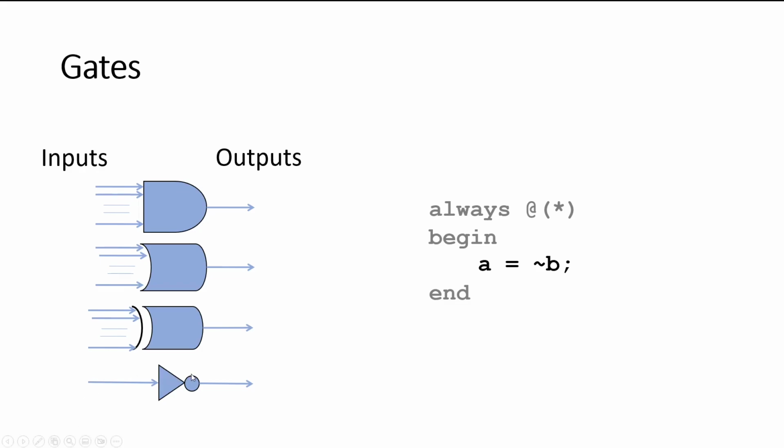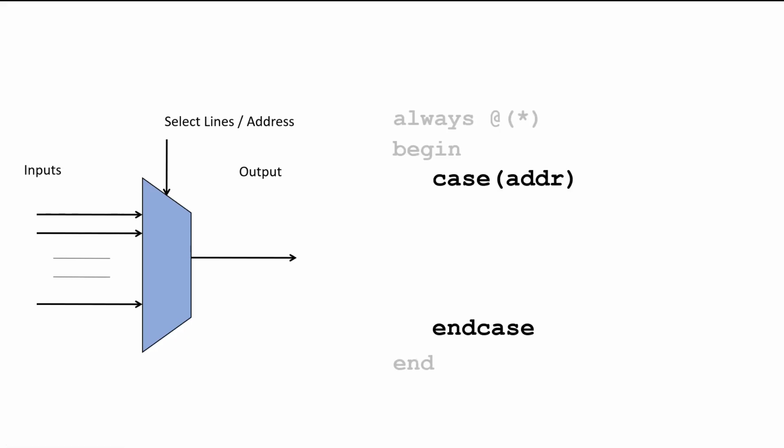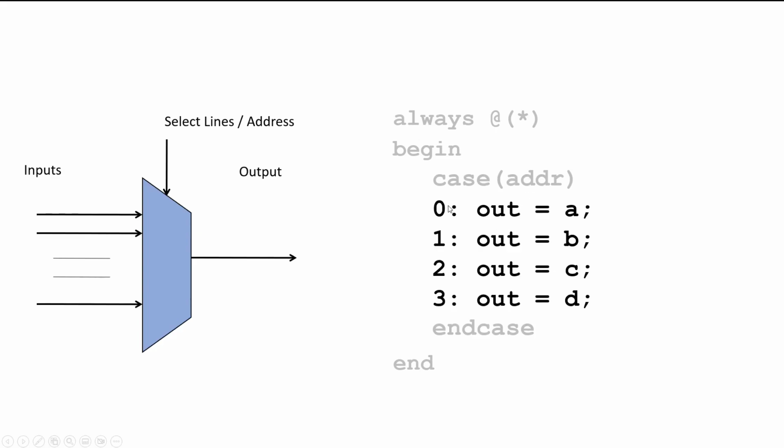The next building block is a mux. A mux is a selector. That is, it selects among multiple inputs. It connects one of the inputs to the output. The select line or address selects which input is to be connected to the output. We use a case statement for this. Here, if the select line is 0, input A will be connected to the output. If select line is 1, B will be connected to the output, and so on.